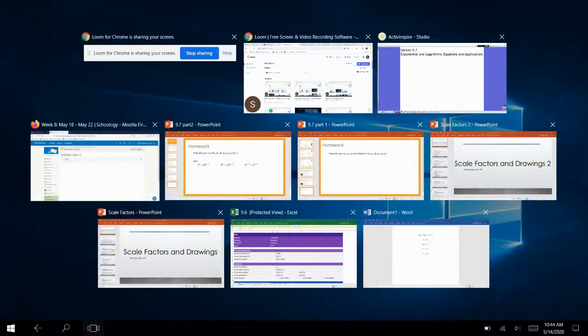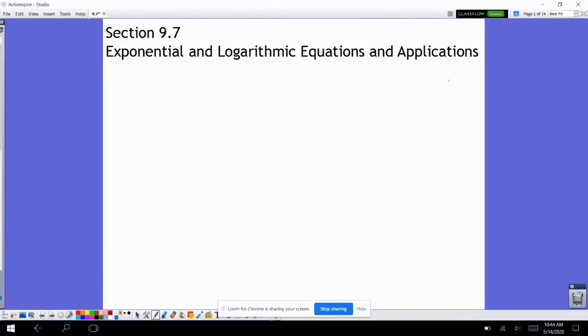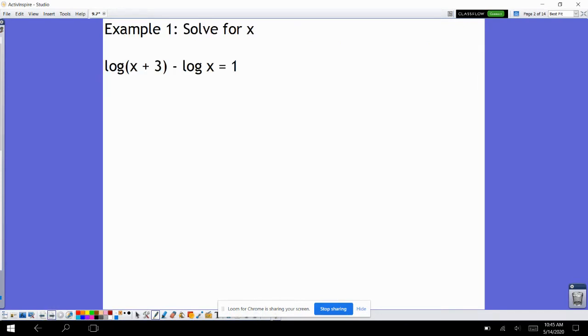Everyone, in this video we are going to start talking about solving more exponential and logarithmic equations and their applications. These problems are going to be a little bit more difficult as we go on than what we've seen so far, and they're going to allow us to use what we've talked about with logarithms, exponents, the natural log e, in order to solve these equations. So let's get started.